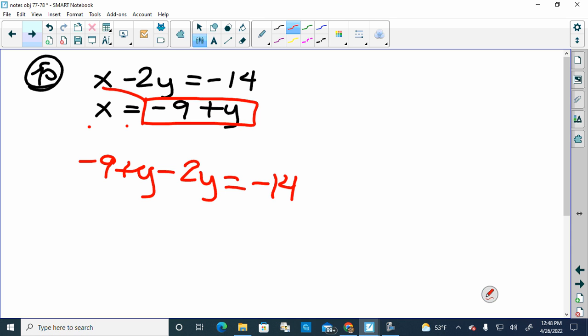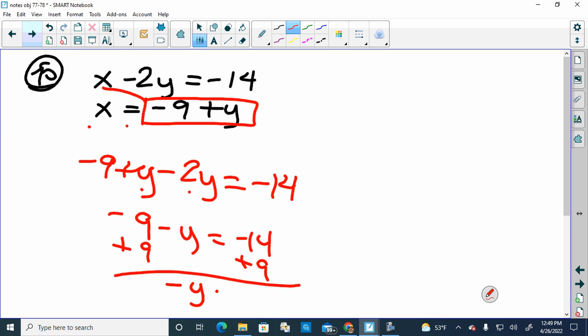Okay, so combine our like terms. So I'd have a -9 minus y equals a -14. Okay, add my 9, add my 9. So now I have y equals a -5. But I've got what? That by negative. We're just switching the sign, right? So it'll go from a negative to a +5.